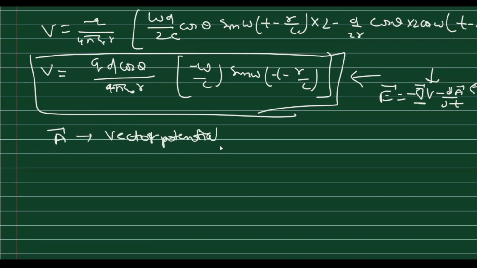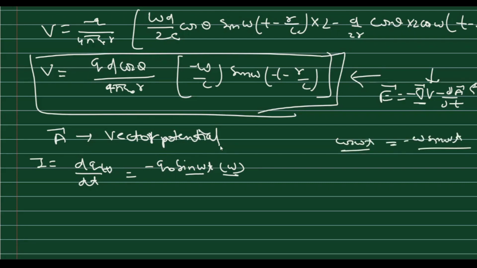So now, for finding the vector potential, we have to calculate the current I. Current is simply dq over dt. Q is a function of t, no? Q is q naught cos omega t. So it will become minus q naught omega sine omega t. When we do the derivative of cos omega t, it gives minus omega sine omega t. Very simple.